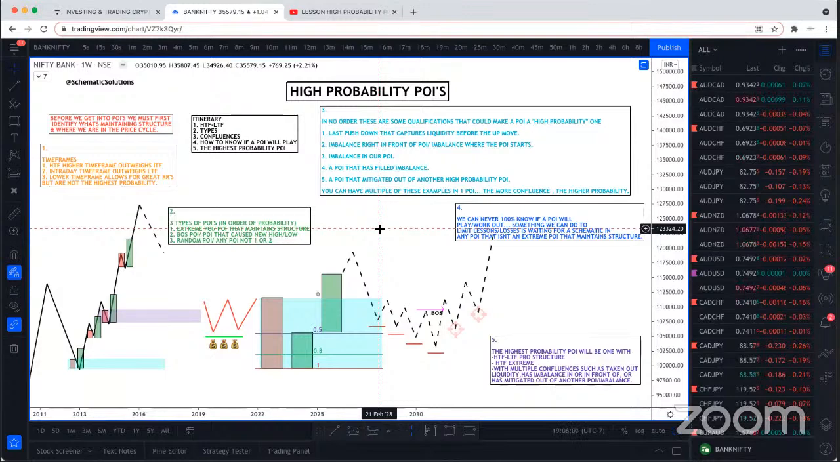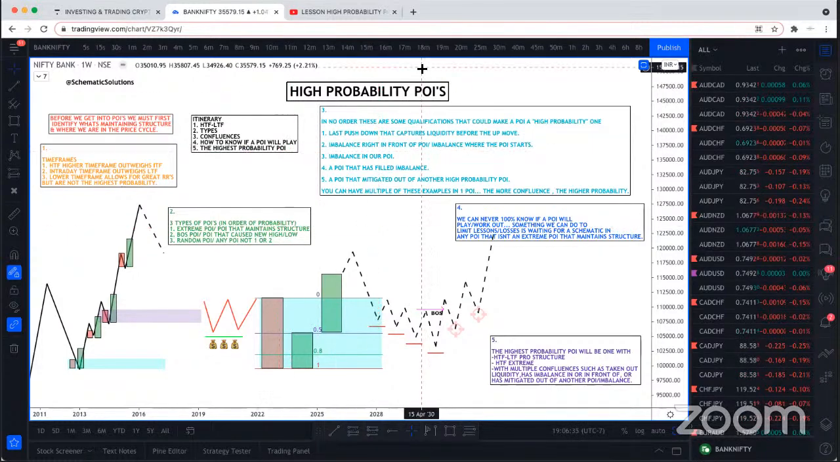The second aspect we can talk about is the types of point of interest, because within our higher time frame, intraday, and lower time frame, we also have three different kinds. We have our extremes, and these extreme points of interest are the ones that are maintaining the structure. We have our break of structure point of interest, and this is the point of interest that immediately caused the new high or the new low. And then we have any random point of interest, and that's just any that's not one or two.